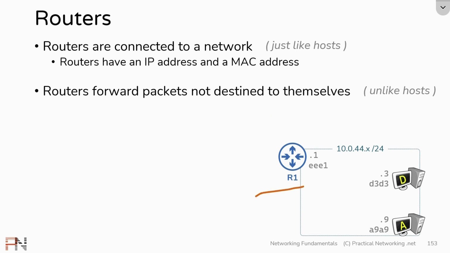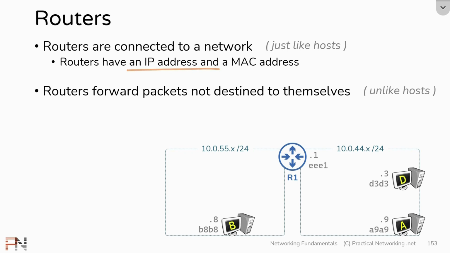Now, of course, for router 1 to actually forward packets not destined to itself, there has to be another network that exists. So let's go ahead and add another network to our topology. A moment ago, we said that routers have an IP address and a MAC address. That, in fact, is what is meant by router 1 being connected to a particular network. But now that we have another network, router 1 is going to need another IP address and MAC address in order to be connected to the new network. Here, we've configured router 1 with the IP address 10.0.55.1, and that is what officially connects router 1 to this new network.